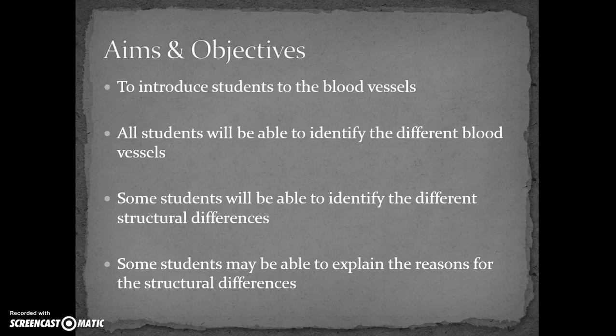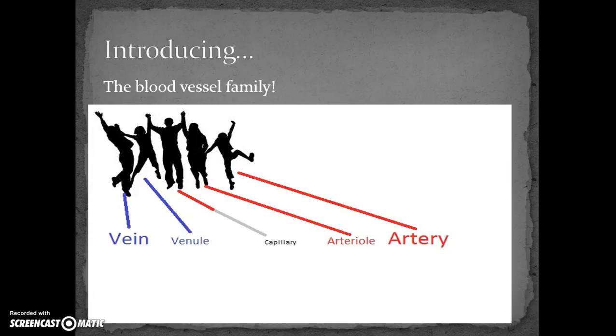By the end of this lesson, you will know the different blood vessels. Some of you should be able to identify the structural differences, and hopefully some of you will be able to explain the structural differences. In terms of BTEC criteria, objectives 1 and 2 are very much pass, and objective 3 is more merit. So we've got 5 blood vessels: veins, venules, capillaries, arterioles, and arteries.